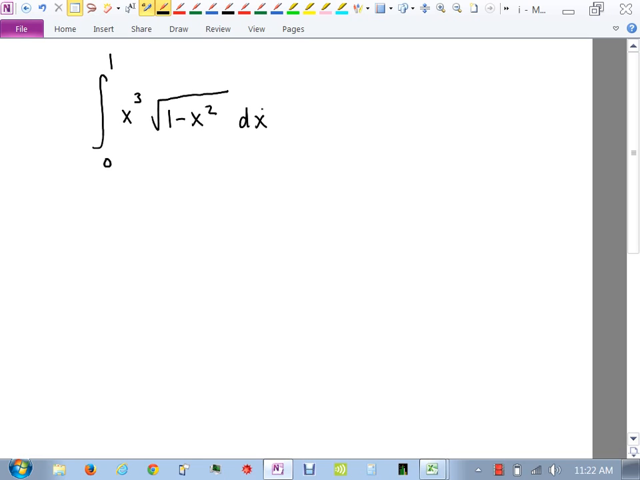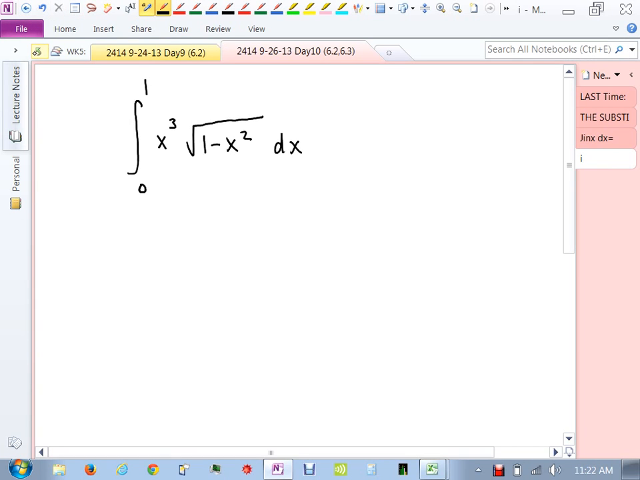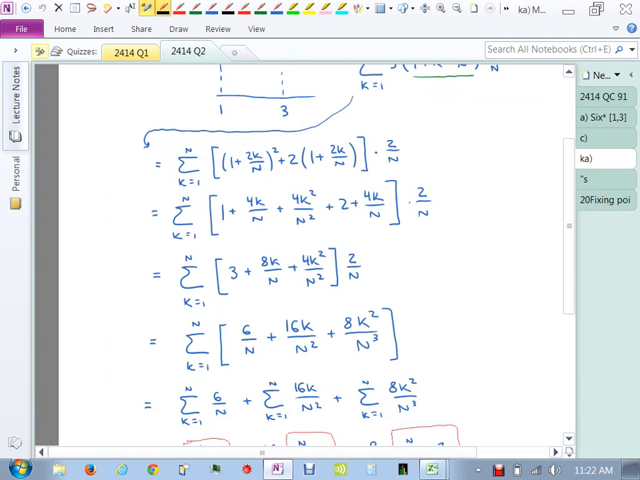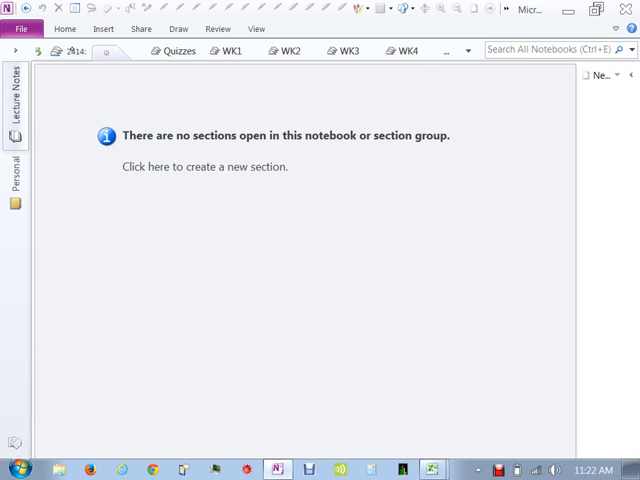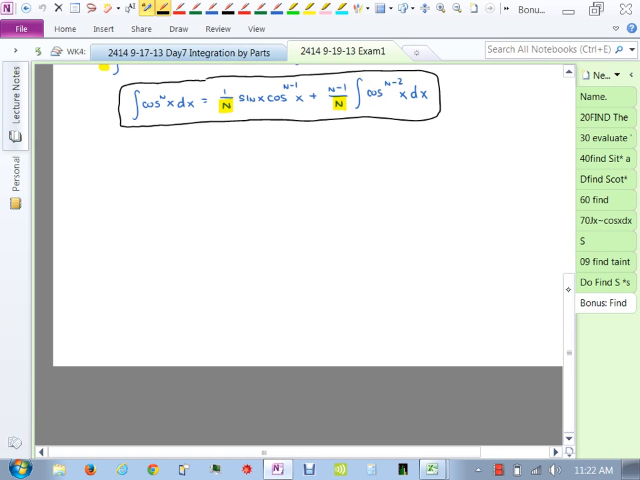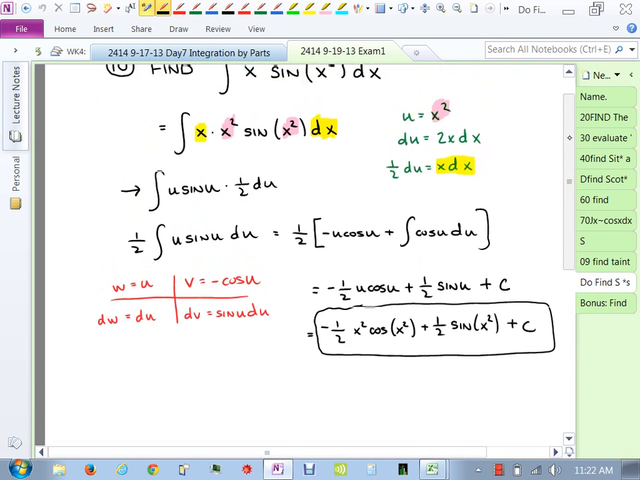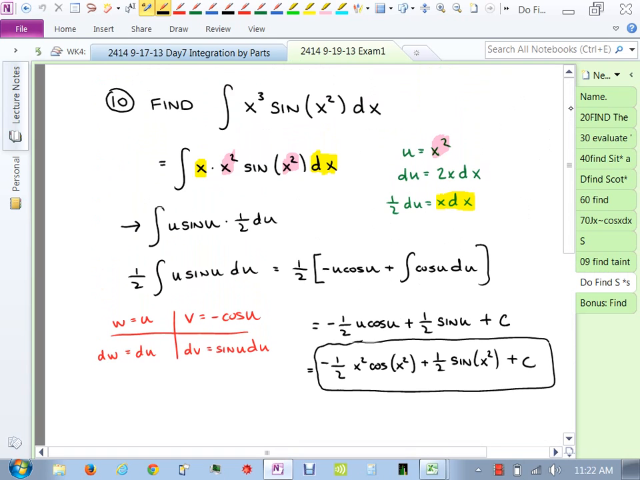Hey, wasn't this on the exam? Was this the last problem on the exam? I'm thinking here that this looks so familiar. Where's your exam? There it is. It wasn't? The last problem? Oh, it was sine. That's right. It was x cubed sine x squared. Okay. My apologies.